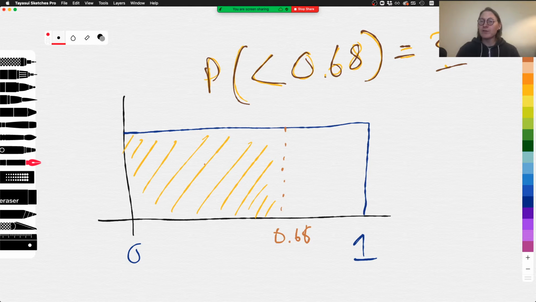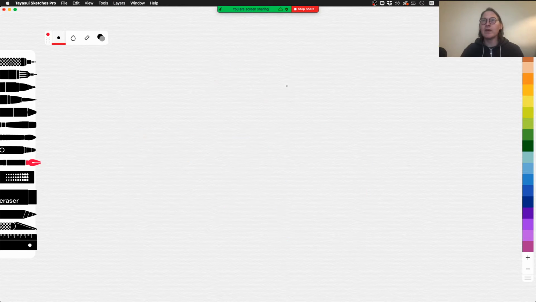Because again, we have infinite precision, right? So if we're talking less than a specific value, less than or equal to are going to mean the same thing. So I could say less than or equal to, and that'll be equivalent. So it's just 0.68.